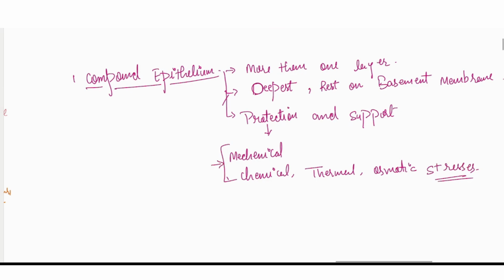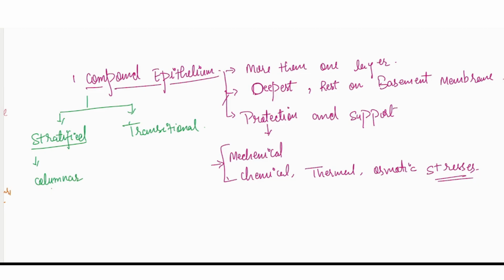Now let us see the types of epithelium. Compound epithelium is of two types. One is the stratified epithelium, and another is the transitional epithelium. Transitional epithelium is stretchable, and the stratified epithelium, in its deepest layer, may be cuboidal or columnar. Specifically it would be column-shaped cells of columnar epithelium.